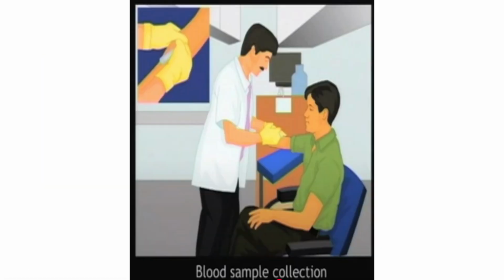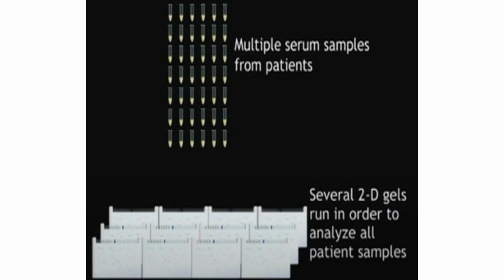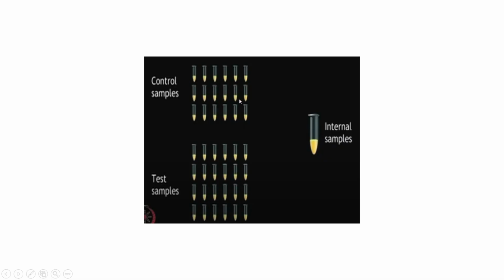So this is the whole protocol, what can be done, like collecting the blood samples, then separating the serums, etc., and then doing the analysis of 2D gel electrophoresis. In 2D, you will have to run multiple gels in order to analyze all patient samples. Several 2D gels will be required. But in terms of DIGE, for example, these many were control samples, these many were test samples. You can pool all of these, and the separation can be pooled together, which acts as an internal standard.